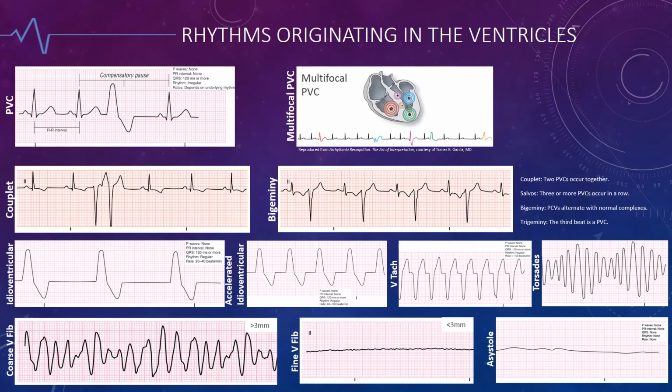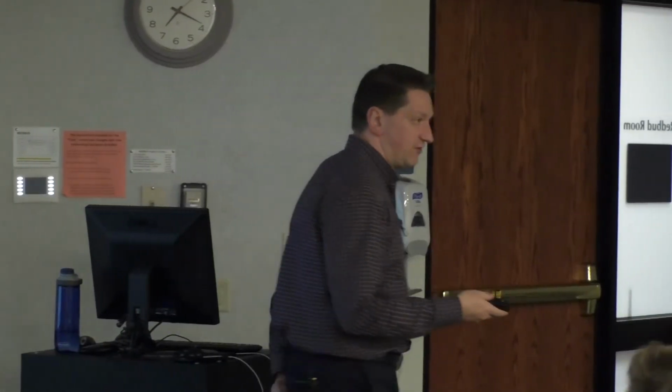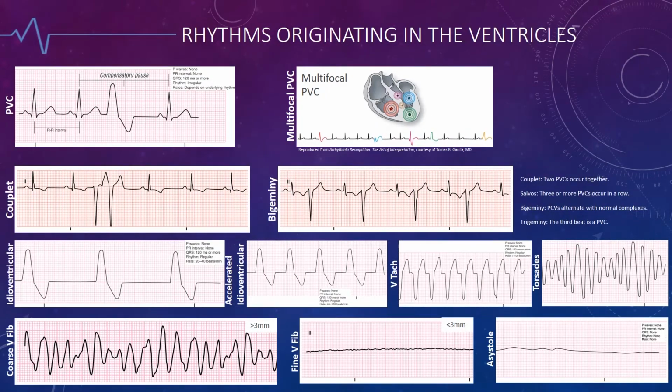Now, once again, we go through a whole bunch of things that are the exact same thing. The only difference between them is how fast they are. Idioventricular rhythm is a ventricular rhythm that is less than 60 beats a minute. An accelerated idioventricular rhythm is a rhythm that is wide, complex, and 60 to 100 beats a minute. And ventricular tachycardia is a wide, complex rhythm that is more than 100 beats a minute. Okay, that's the only difference. All right.